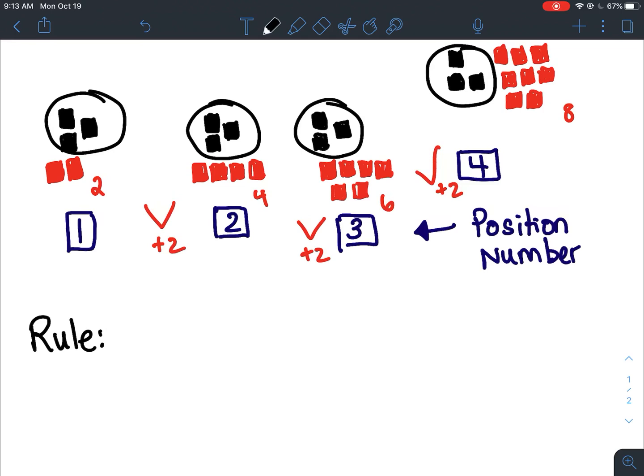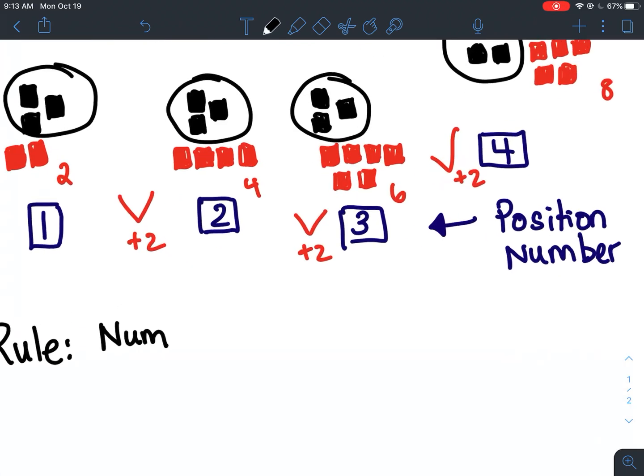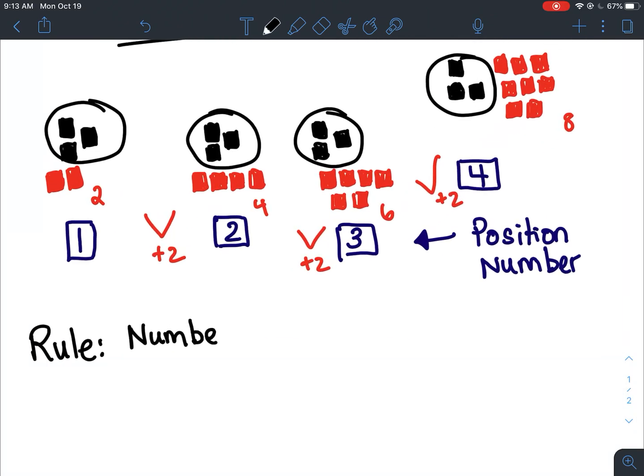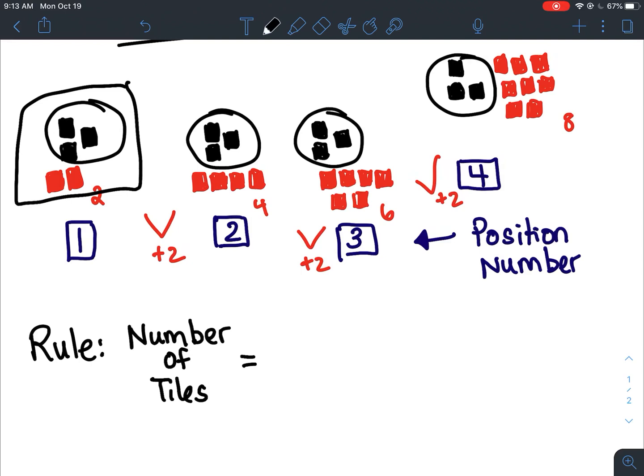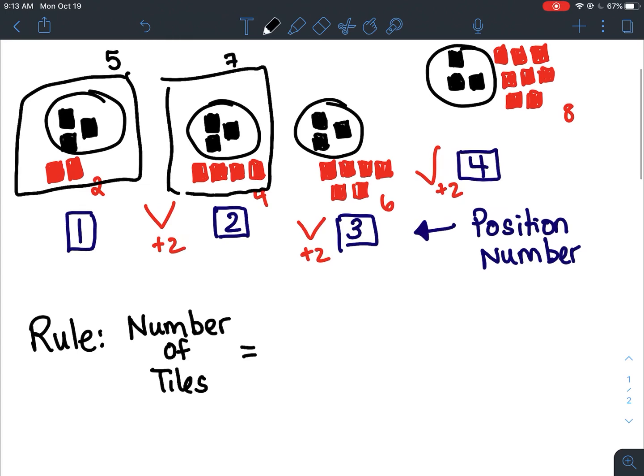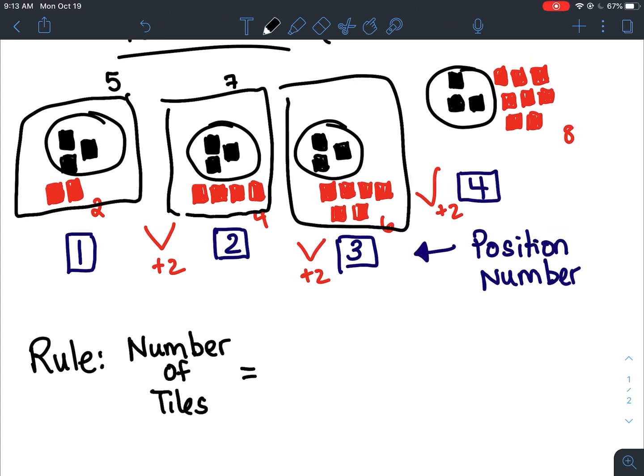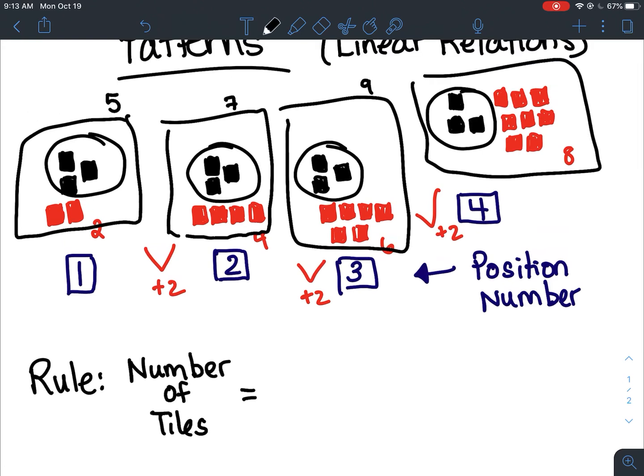So the rule always starts with, we're trying to predict the number of tiles we're going to have at each position number. The number of tiles. So see how in position 1, we have a total of 5 tiles. In position 2, we have a total of 4 plus 3, so 7 tiles. In position 3, we have a total of 6 plus 3, so 9 tiles. In position 4, we have a total of 8 plus 3, so 11 tiles. So we're trying to predict the number of tiles with our rule.